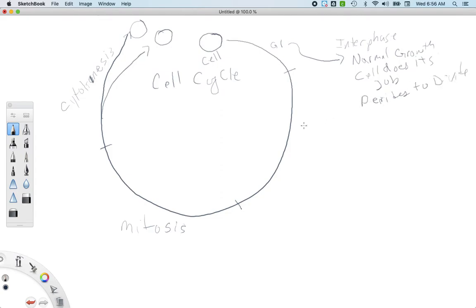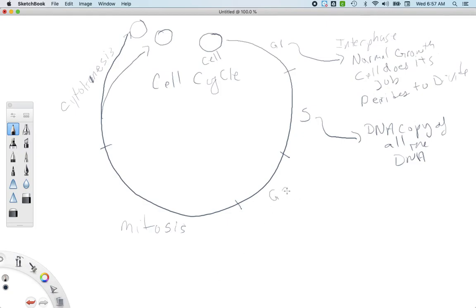If it decides to divide, it will go from G1 into S. And the unique thing about S, the synthesis part of the cell cycle, is you get a DNA copy of all the DNA. And that's really the only time in the life of a cell that you will get an entirely new set of DNA. So we've got two sets of DNA, two sets of instructions to build a cell after S is done.